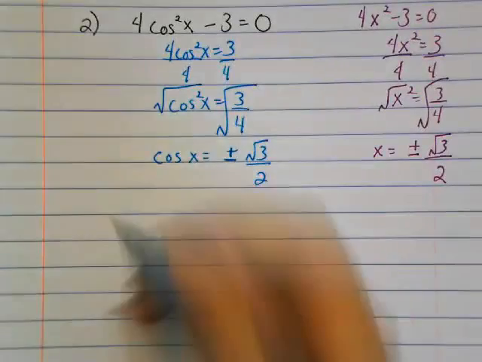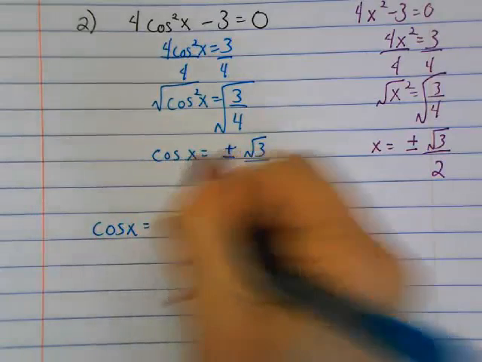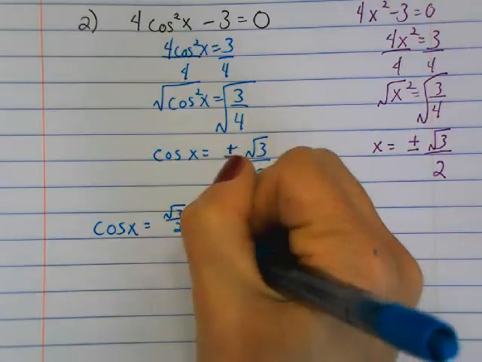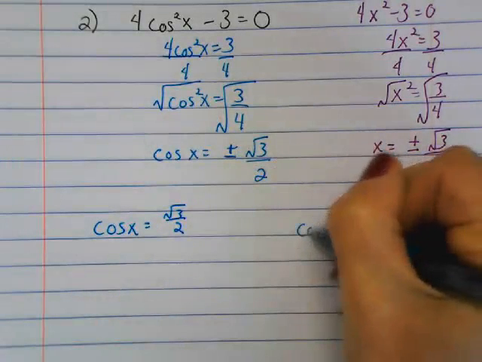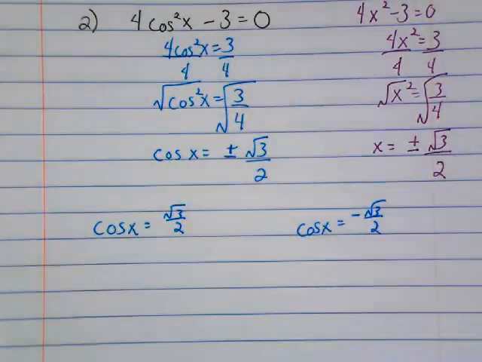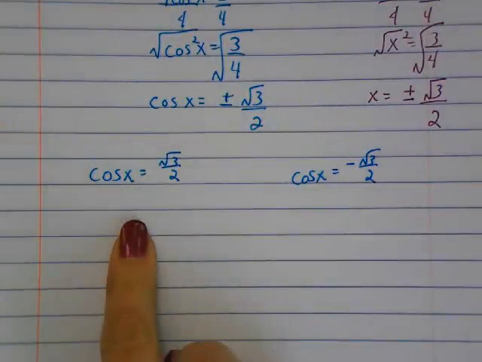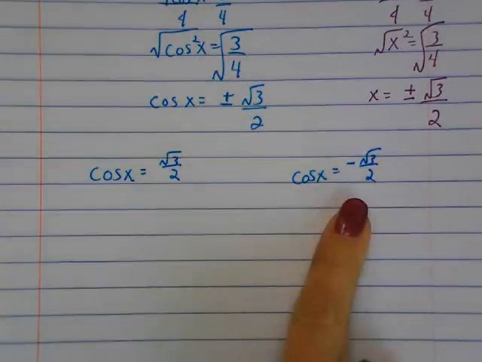Alright, let's first deal with the cosine of x is equal to the positive square root of 3 over 2. And then I'm going to do the cosine of x is equal to the negative square root of 3 over 2. This one's going to lead me to possible solutions. He'll give me 2 possible solutions.